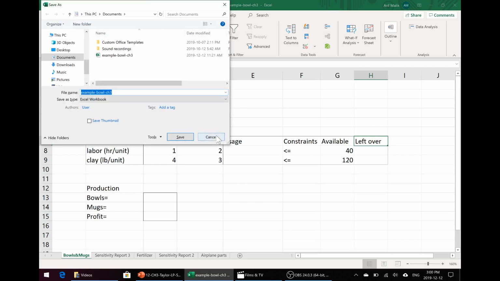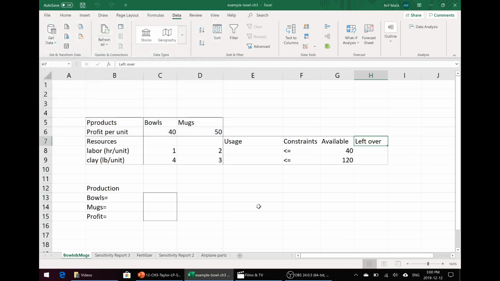Okay, let me show you how we can model this linear programming in Excel and solve it using Solver. What I have done is just filled up the products. Products, we said bowls and mugs, and profit per unit is 40 and 50. Resources: we have 2 resources, labor in hours per unit, and clay in pounds per unit.